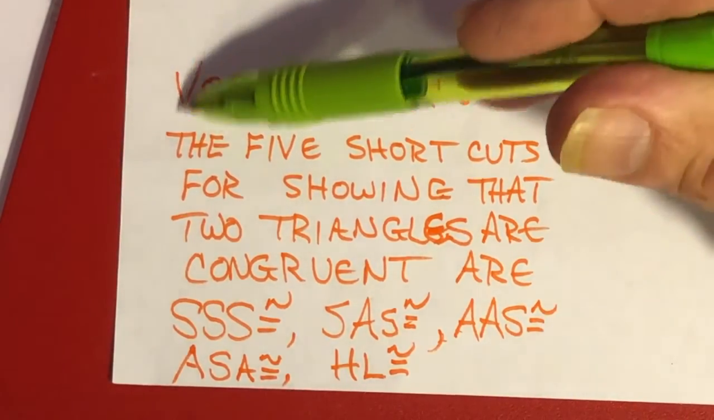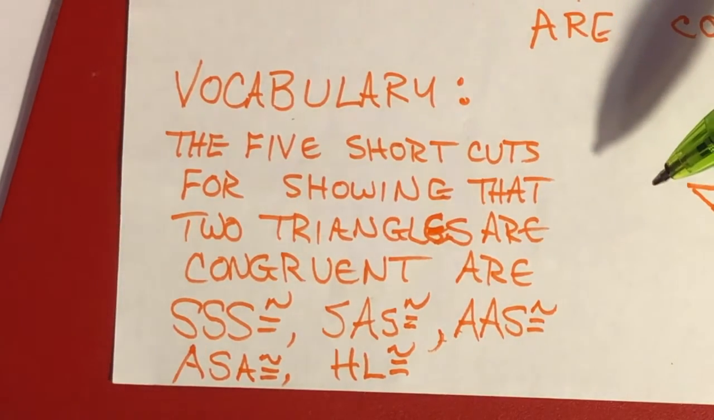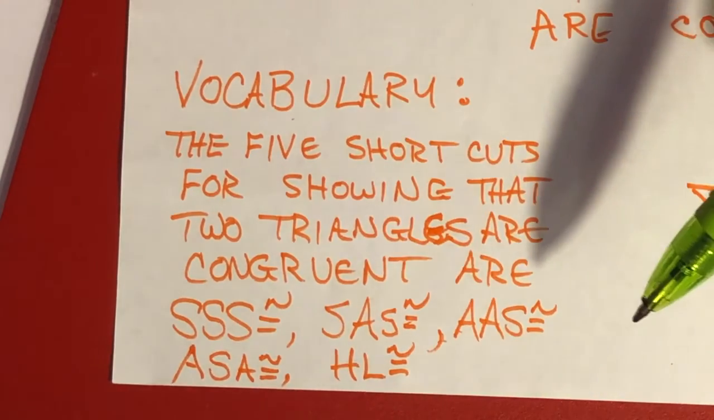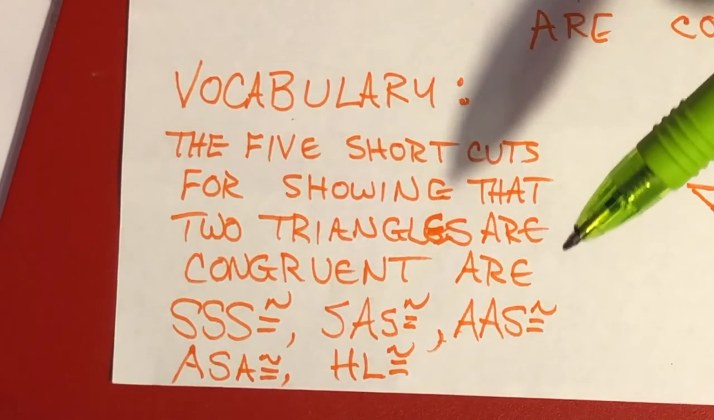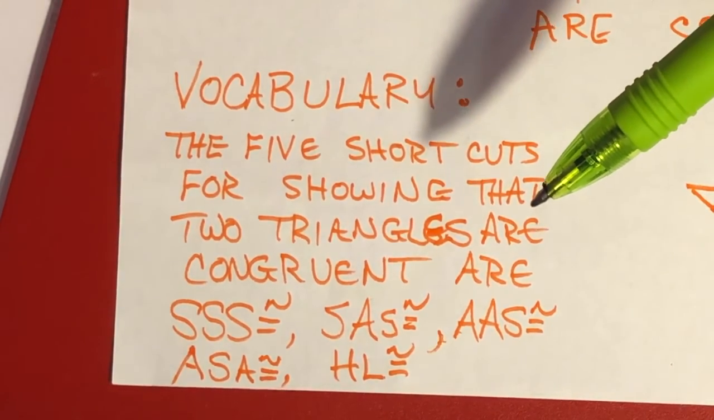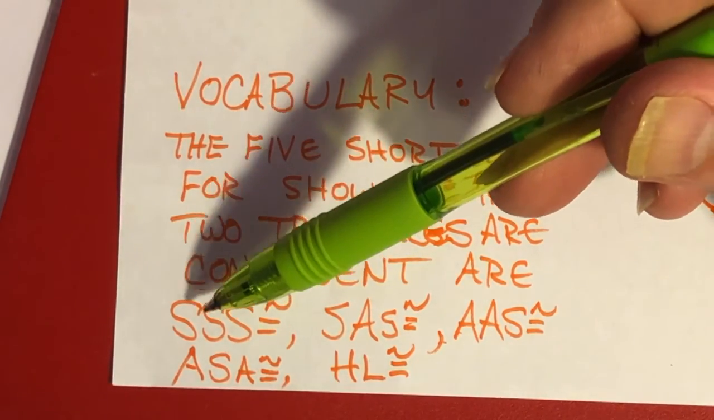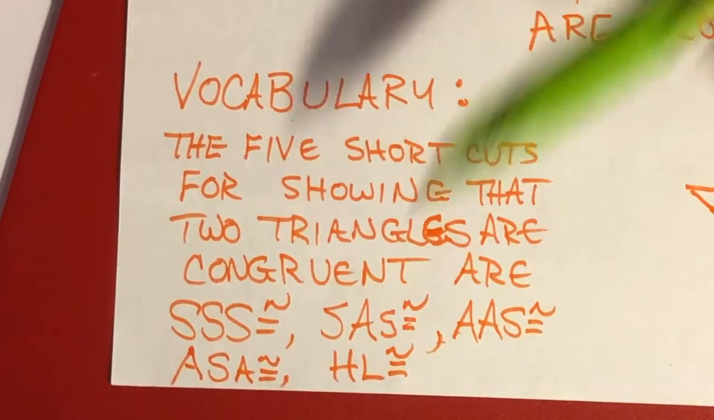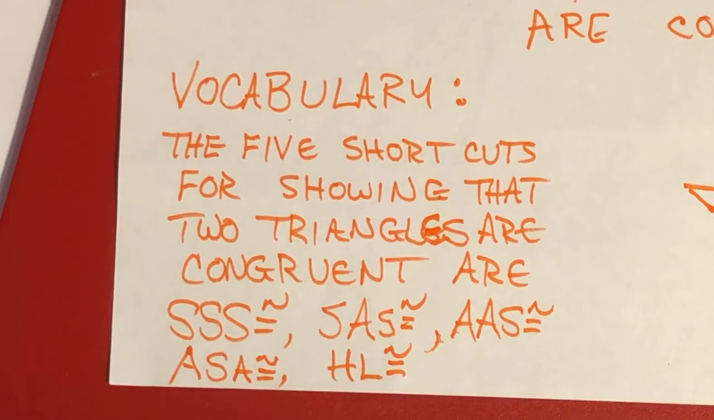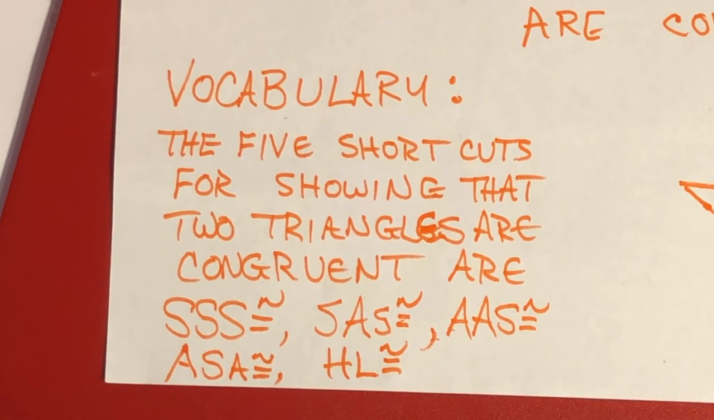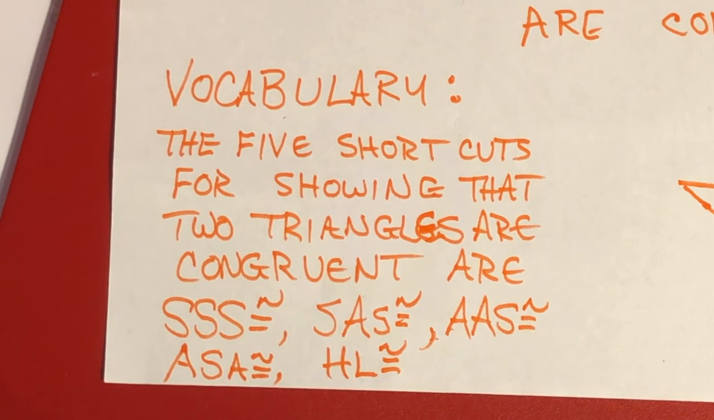If I asked you, what are the 5 shortcuts for showing that two triangles are congruent, you should be able to rattle these off to me. Or if I ask you, how can you tell if two triangles are congruent? The answer to that question would be this, this, this, this, or this. And that's it. That's triangle congruency. Now it's just a matter of practicing and learning how to put what you learn into proof form. And we'll get to that next.